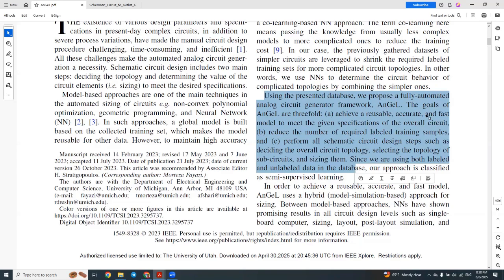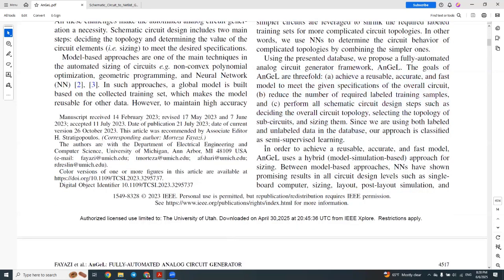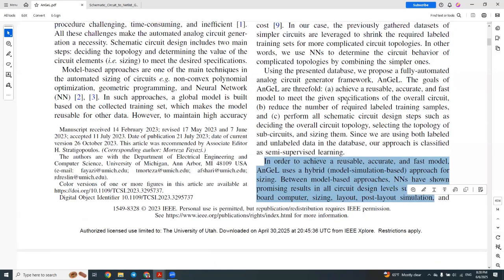The goals of Angel are threefold. Achieve a reusable, accurate, and fast model to meet the given specifications, reduce the number of required labeled training data, and perform all the schematic design steps. So these are the goals. In this paragraph, we don't have space to talk about how we are implementing that. We just say that these are the goals, and then in the next paragraphs, at a high level, we talk about how we are achieving each of these goals.